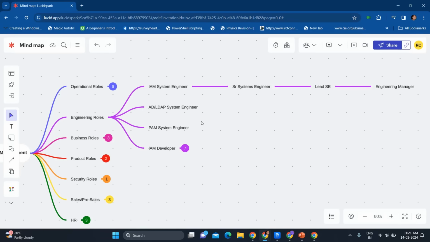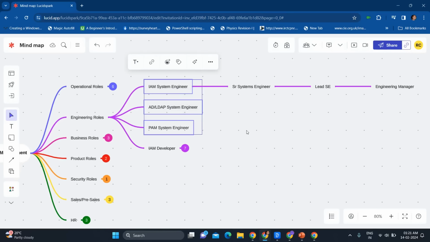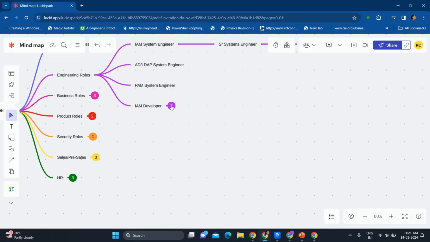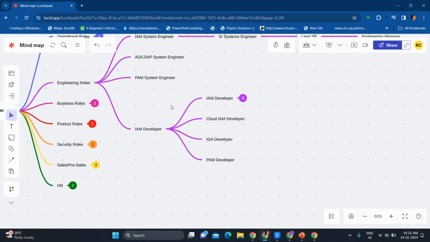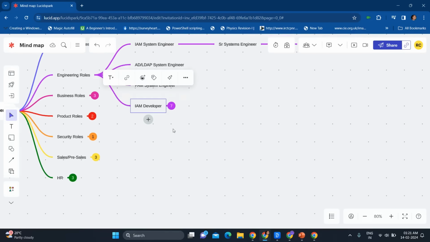Okay. But again, on the engineering roles you also have developers, because one side you're integrating, the other side you're also developing. So under that you have IM developer, cloud IM developer, IGA developer, PAM developer. And what should be the roadmap? They can be an IM developer, then an SDE, to lead, to SD manager. Same for other roles also. Okay, so now we are done with the engineering roles.